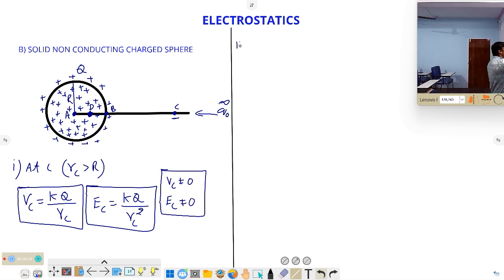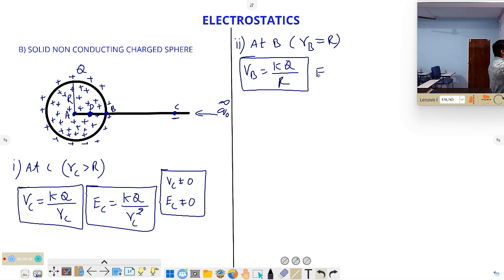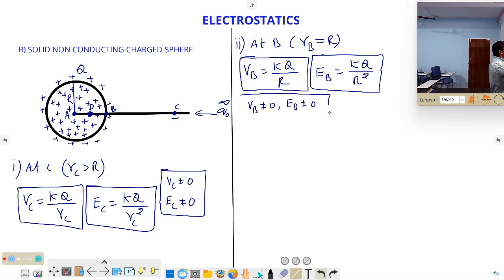Similarly, go to the second point. What is the second point? The second point is on the surface, at this B point. At B point the distance of the point is equal to the radius of the sphere. In this case, I can write the potential at B point is equal to K into Q by the radius of the sphere R. This is one formula, and the electric field at B point is equal to K into the same charge Q by the square of the distance, so R square. So here also VB is not equal to 0 and EB is also not equal to 0. Electric field and potential are both not equal to 0.